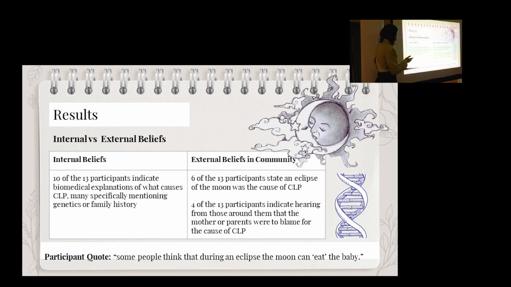One participant said, some people think that during an eclipse of the moon, the moon can eat the baby. And so this is like a regurgitation of that same literature I found on the indigenous origins of mythological beliefs surrounding CLP, including the role of a lunar eclipse, which can be a cause for CLP that many believe, and also the role of a hare or a rabbit, which is known to eat the lip of a baby inside the womb if a lunar eclipse is occurring. It's really interesting.